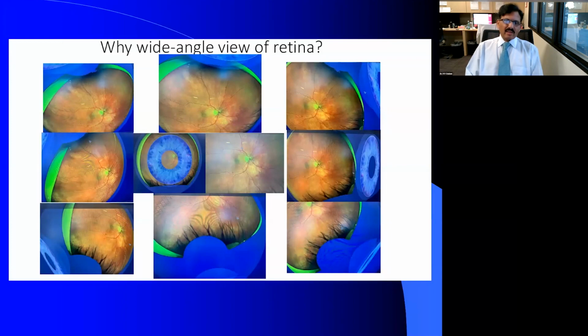So this is basically an Optos wide angle system showing you various parts of the central area, superior temporal, superior nasal, temporal, nasal, inferior temporal, inferior nasal, and inferior area. This is all what we want to see.